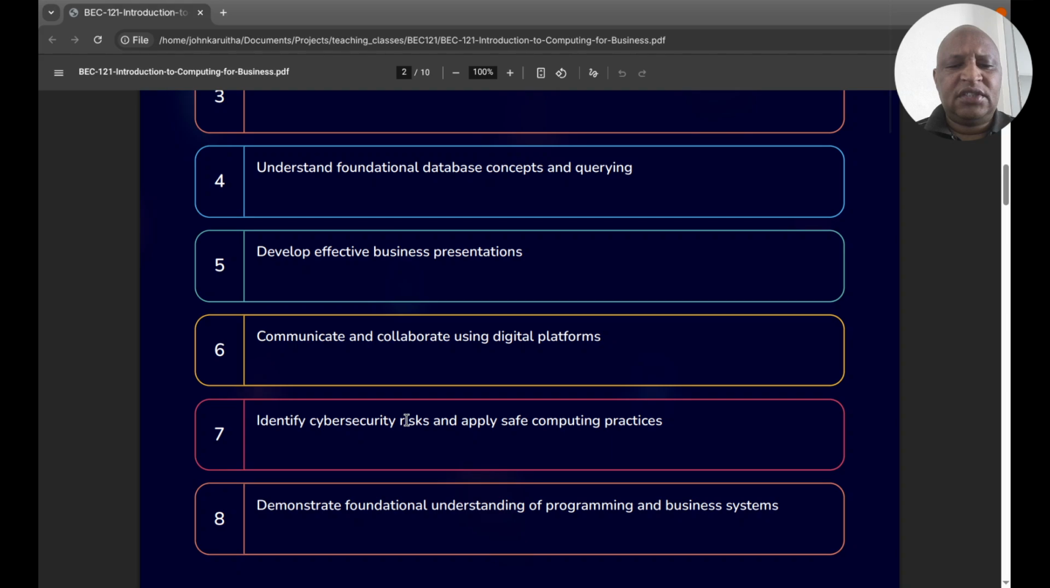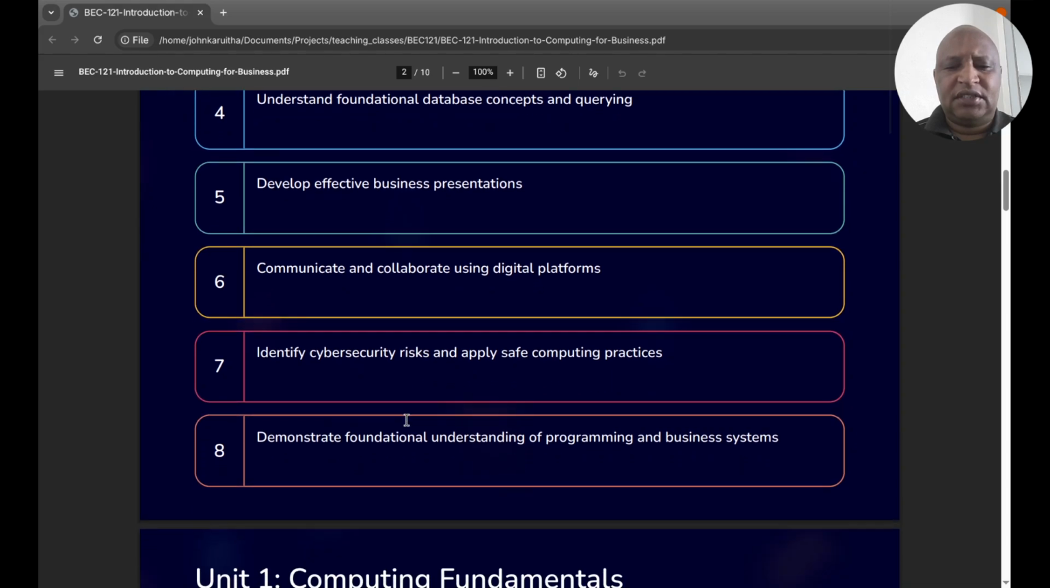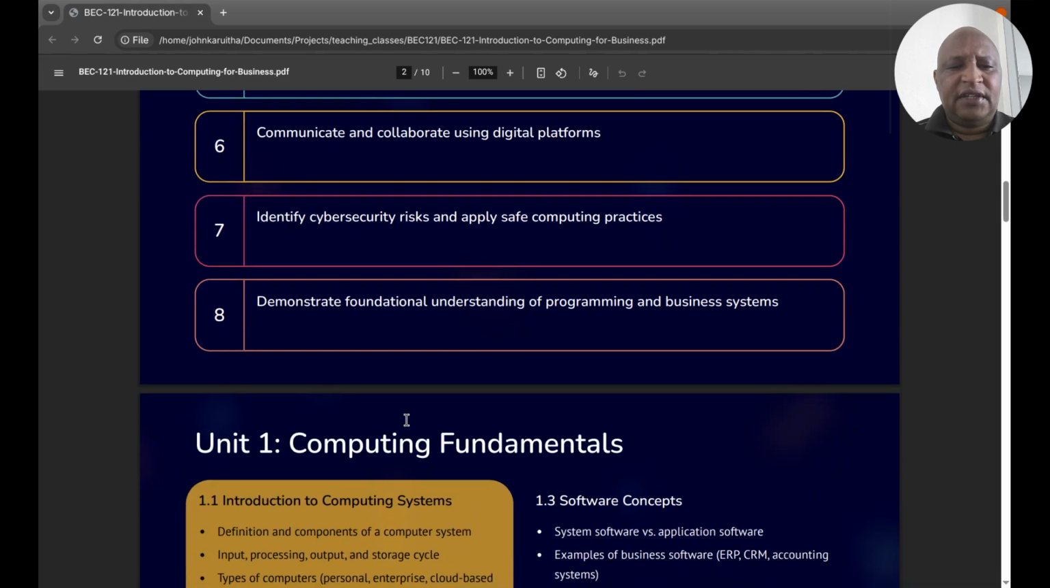Number 7, identify cybersecurity risks and apply safe computing practices. You have heard of a lot of people losing their money because, for example, you are using the Safaricom app on your phone. Then you make a mistake. Somebody is able to swap your SIM card and log into your Safaricom app and steal your money. And finally, demonstrate foundational understanding of programming and business systems. Here we are just going to lay the groundwork for all that.